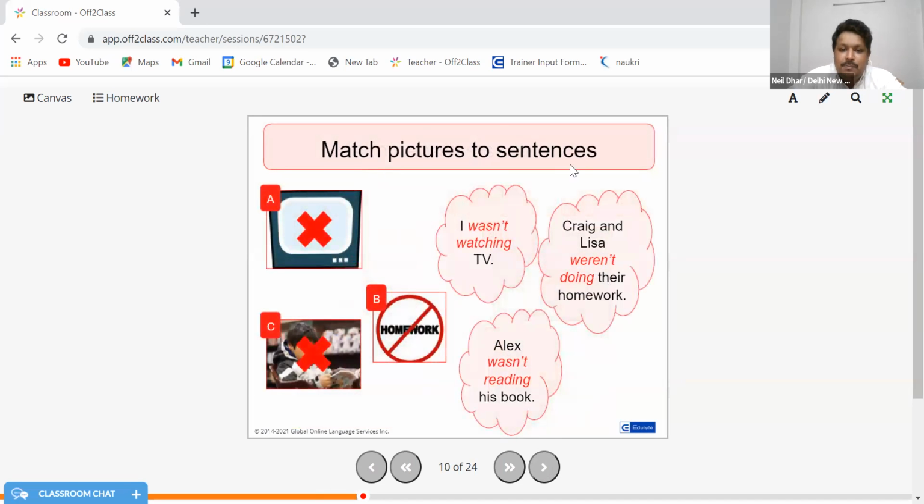Next, match picture to sentences. Okay, we can see all of them are negative sentences. Let's try and match with the picture. I wasn't watching TV would match with A. Alex wasn't reading his book would match with C. Craig and Lisa weren't doing their homework would match with B.